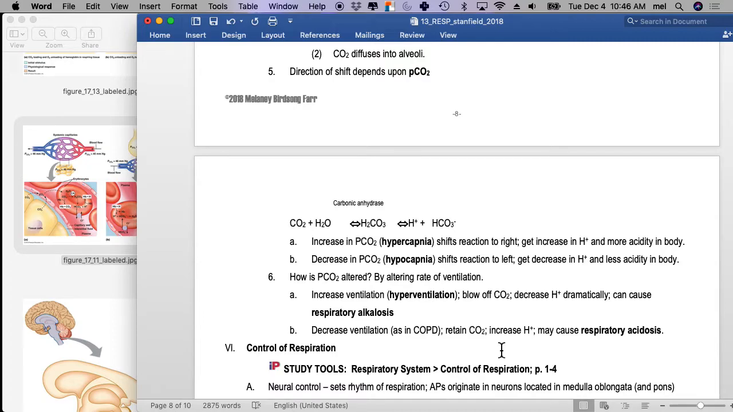Okay, so let's think about this. If you increase ventilation, hyperventilation, then what you're going to be doing is you're going to blow off more carbon dioxide than normal. Yes? What will that do to your pH if you get rid of too much carbon dioxide? Should it decrease it? It's going to increase it. Yeah? Because more carbon dioxide drops your pH, yes? Less carbon dioxide will raise your pH.